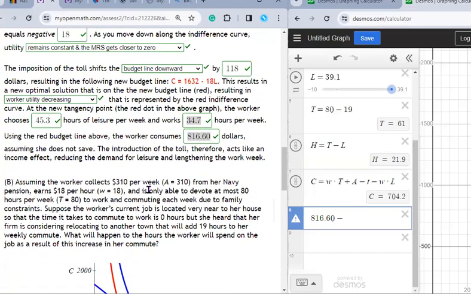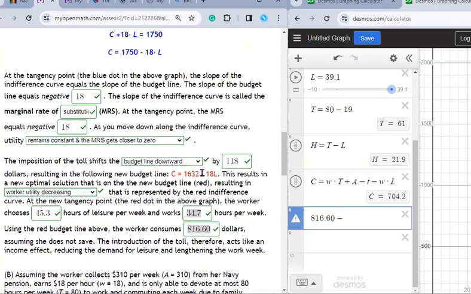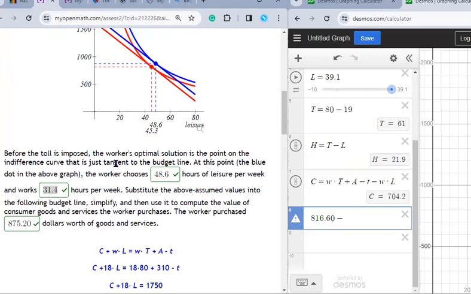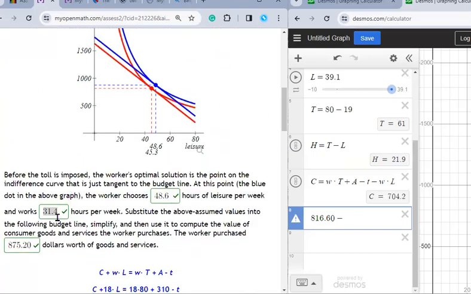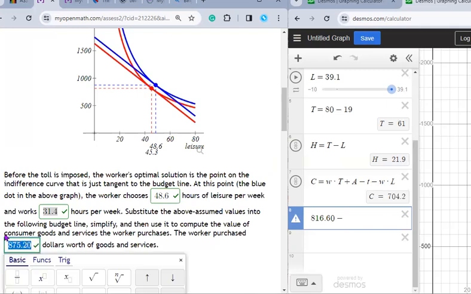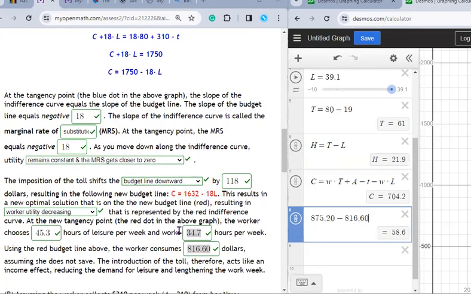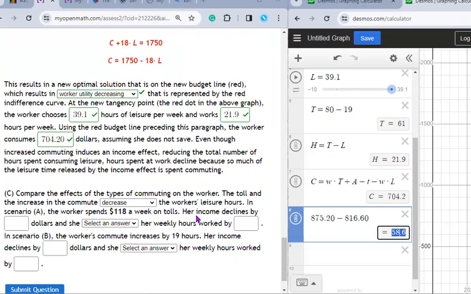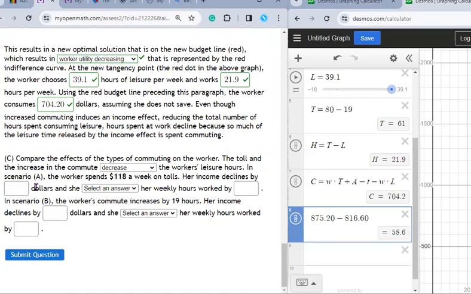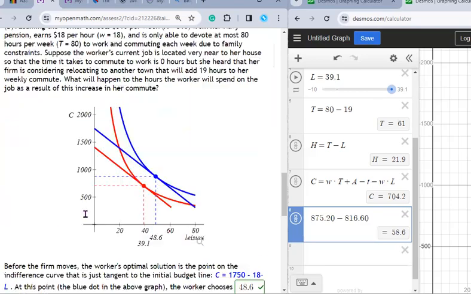Whoops, I'm in the wrong one. Here it is. I got to go back up here. So in scenario A, her income was originally $875.20. When the toll is instituted, her income drops to $816.60. So her income drops by $58.60 when the toll is introduced, right?